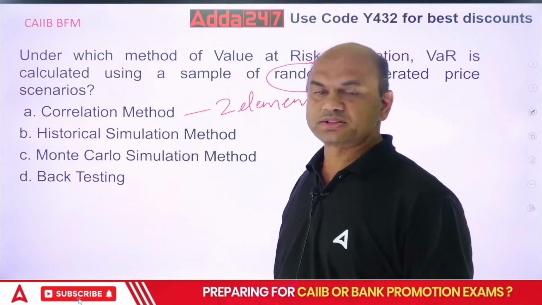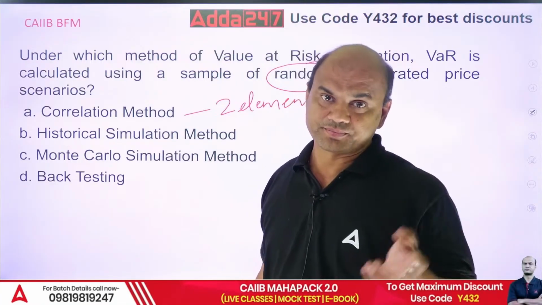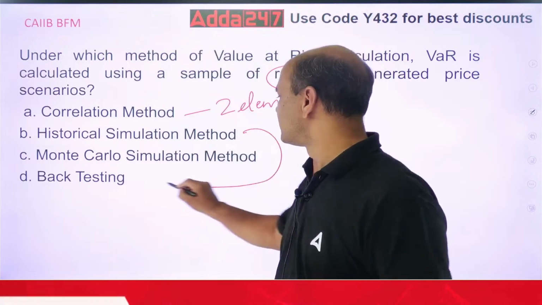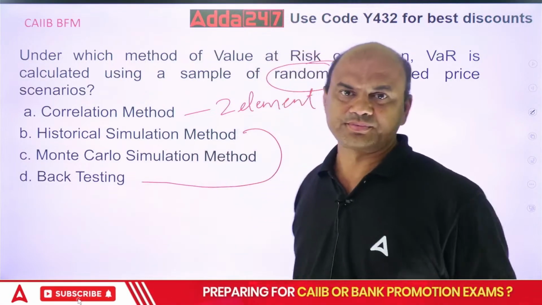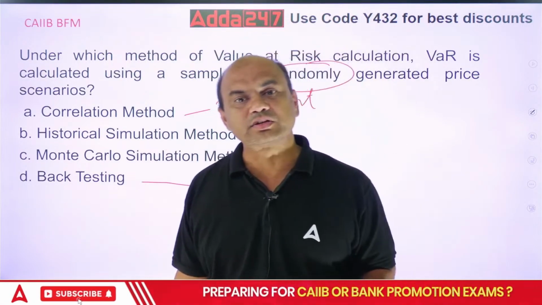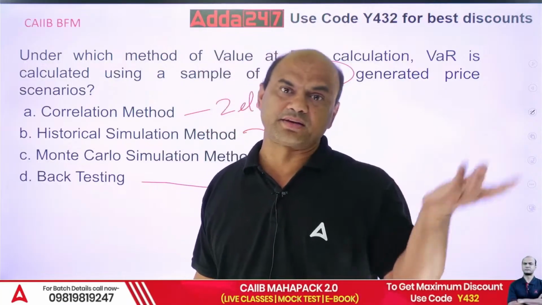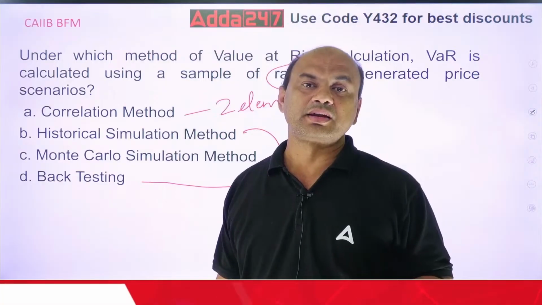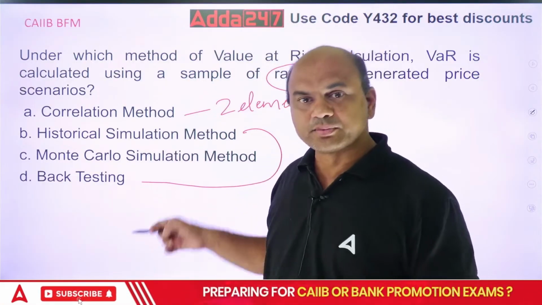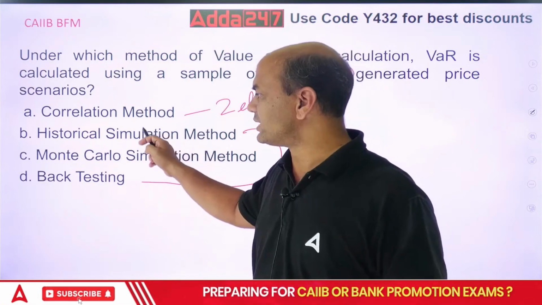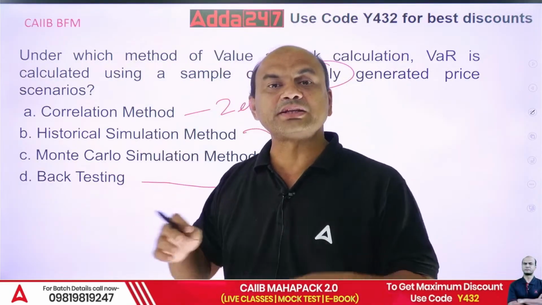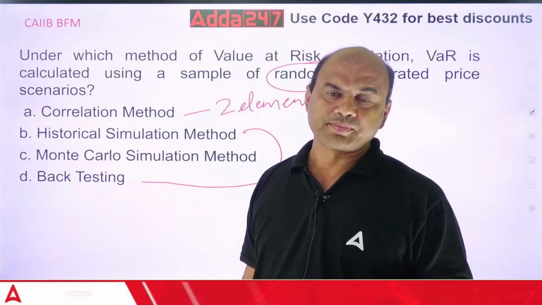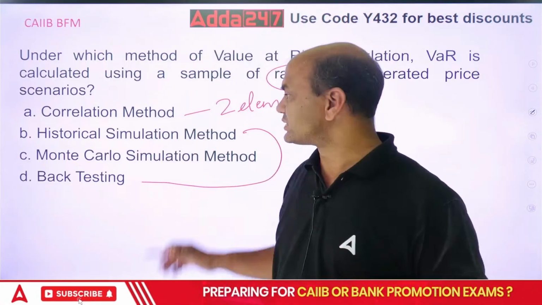Historical simulation. Historical simulation means history. See, historical simulation and backtesting, they are similar. Why? Because backtesting also checks the history, and based on the history, it will give the results. Historical simulation means backtesting plus various scenarios added to it. But these are all based on history. So these two are the same.